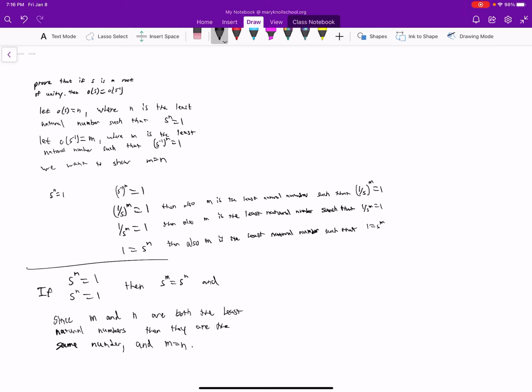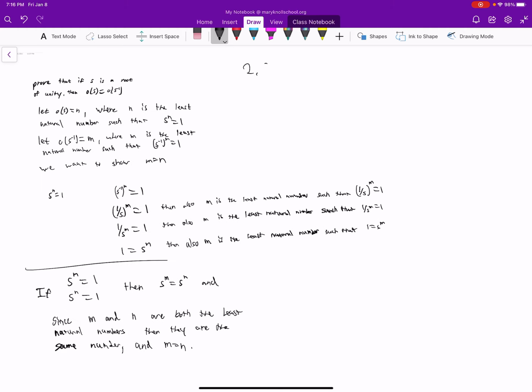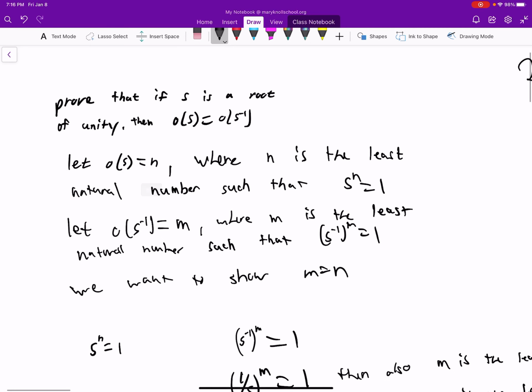Okay, prove that if S is a root of unity, then the order of S is equal to the order of the inverse of S. So we are looking at page 38, 2.5.13. Okay, so these are the instructions here.